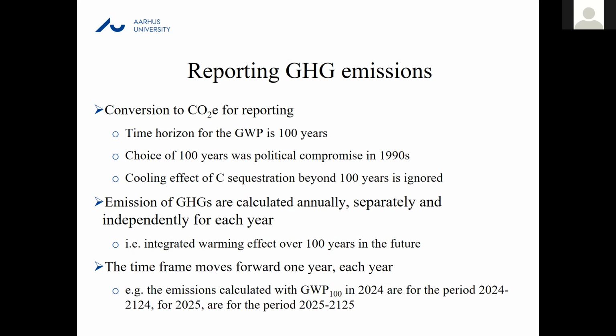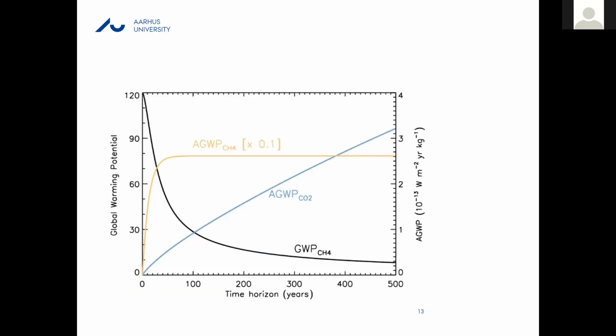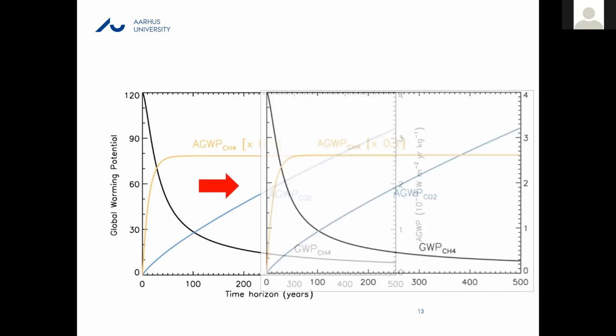So, for example, the emissions calculated with the global warming potential 100 in 2024 are for the period 2024 to 2124, and in 2025 will be for the period 2025 to 2125. If we return to our earlier diagram, it means that the reference time frame moves to the right 1 year at a time.